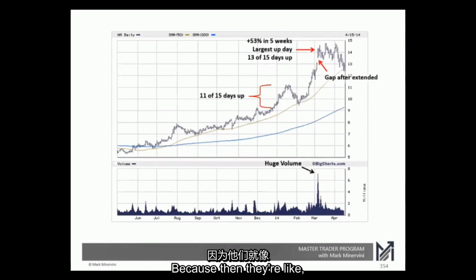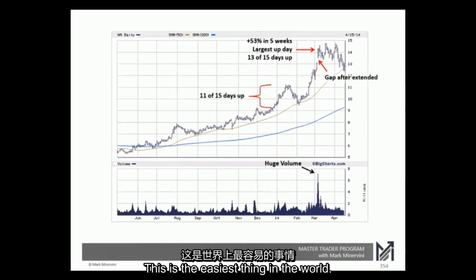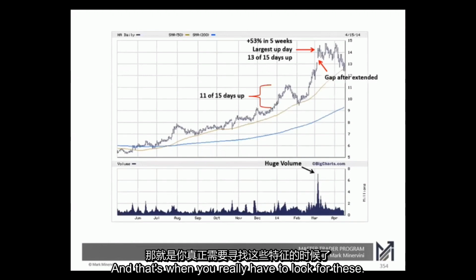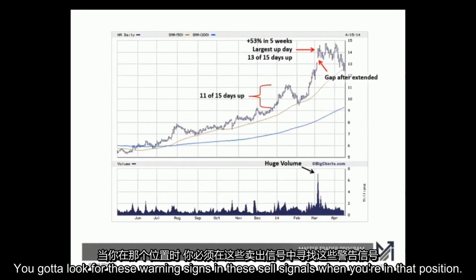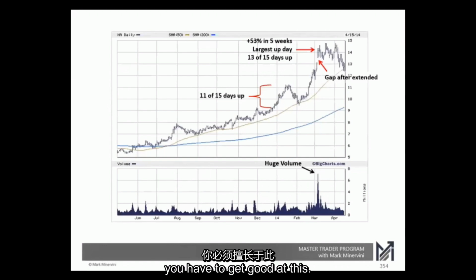Because then they're, like Dave just said, so happy and thinking, "Wow, this is the easiest thing in the world. I just hang on to this thing. It just keeps going up." And they're not even looking for this. That's when you really have to look for these warning signs and sell signals when you're in that position. And again, if you're doing this for a living, you have to get good at this.